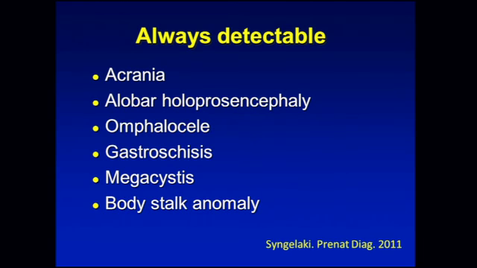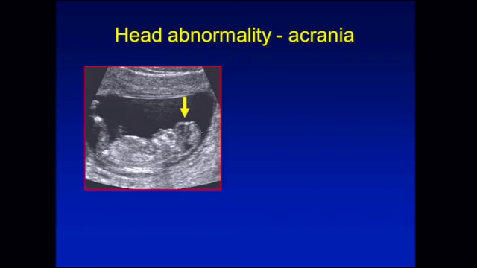Now here I have listed 6 abnormalities that are always detectable at 11 to 13 weeks. And this is an important slide. Now, these 6 abnormalities are acrania, alobar holoprosencephaly, omphalocele, gastroschisis, megacystis, and body stalk anomaly. We should make an effort to detect all of these abnormalities at the 11 to 13 week scan. Let's look at some examples.